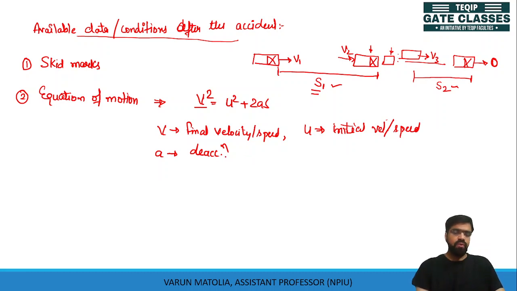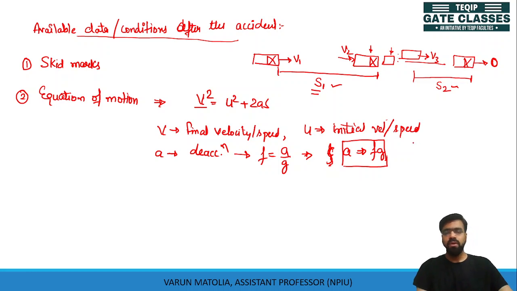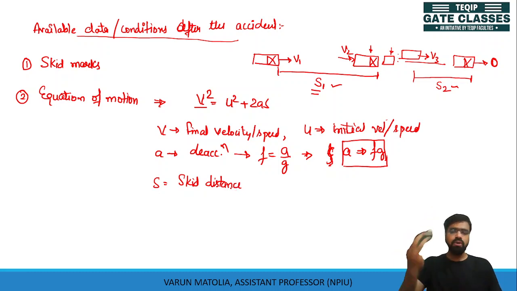Talking about a, do we know the a value? Yes, we know the a value because the deceleration is because of the friction. We have already seized the vehicle. Now we are decelerating to a lower speed because of the friction itself. We have seen the braking test, where we found that f equals a by g. So we can calculate a from the coefficient of friction f, that is a equals fg. This you should remember. And s is your skid distance, or length of skid mark. What else do we have? We have a momentum equation.